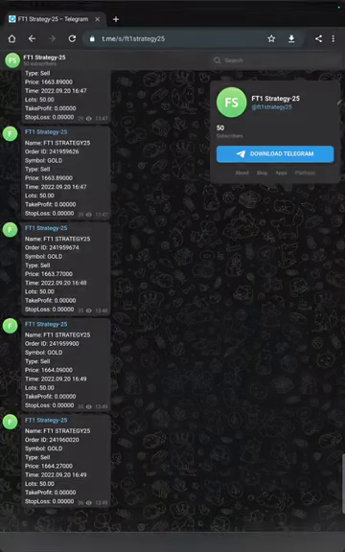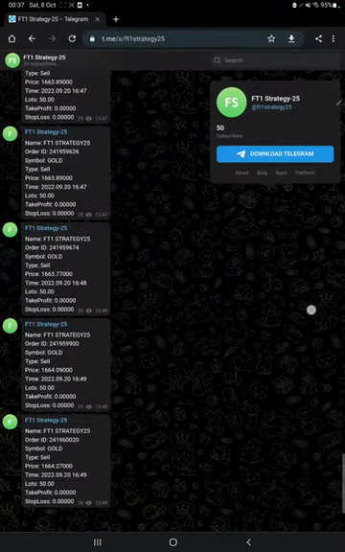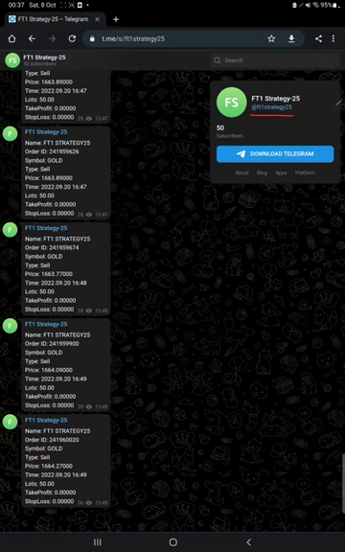Also, the MT4 to Telegram is connected, so by following the FT1 Strategy 25 channel, you can stay updated on each trade that we have taken and verify it with the order ID, how much profit and loss we have made, at what price we have entered.